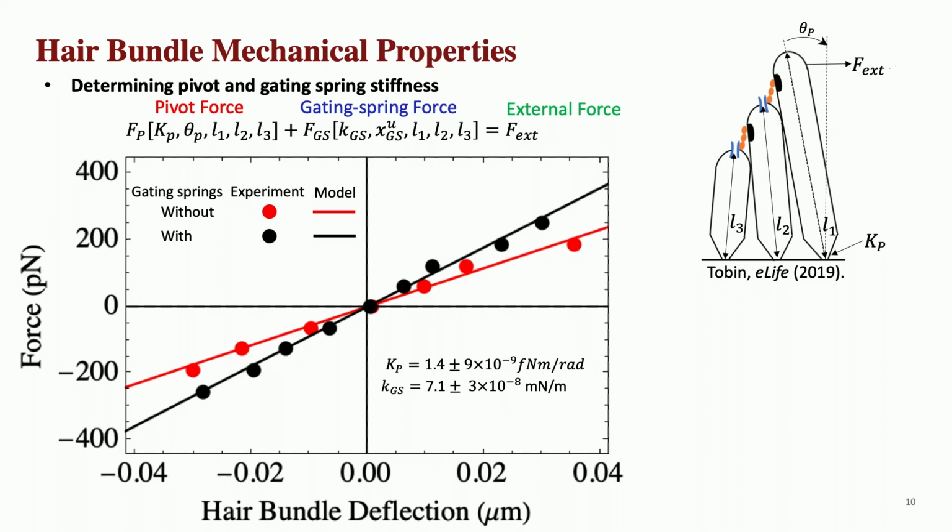The black dots indicate the experiments from Tobin, and the continuous black line indicates our model fits. And we find that in both cases, with versus without the gating springs, we are able to get a good match between the experimental data and the model. One thing to highlight here is that in the absence of the gating springs, which is indicated by the red curve, the stereocilia deflections are less. With the gating springs, the stereocilia deflections are more because the gating springs offer additional resistance to the force.